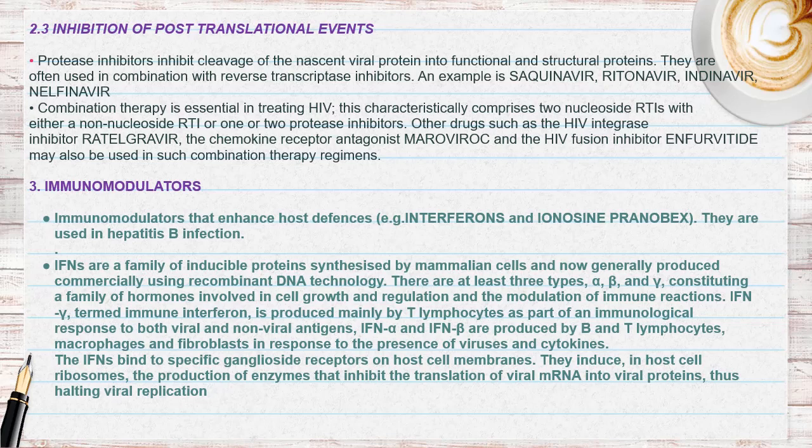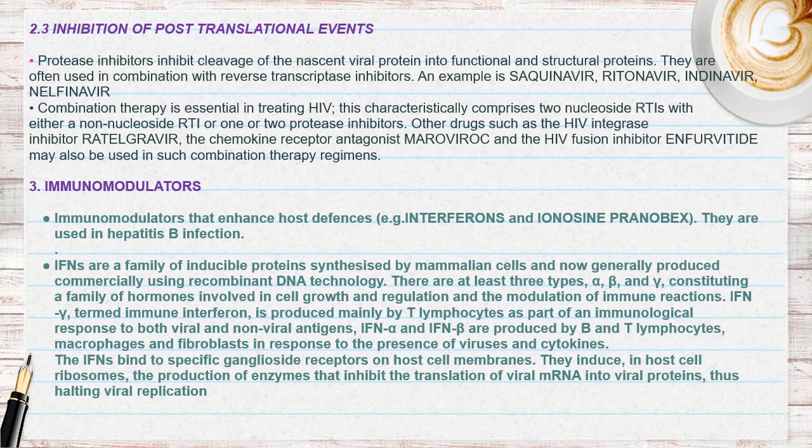Okay, so the last class is immunomodulators. Immunomodulators are basically drugs which enhance the host defense. They are called interferons. Interferons are a family of inducible proteins. Inducible proteins means they lead to the production of certain proteins which have a specific action. They are synthesized by mammalian cells, and are generally produced commercially using recombinant DNA technology. There are at least three types of interferons: alpha, beta, and gamma, constituting a family of hormones involved in cell growth and regulation.